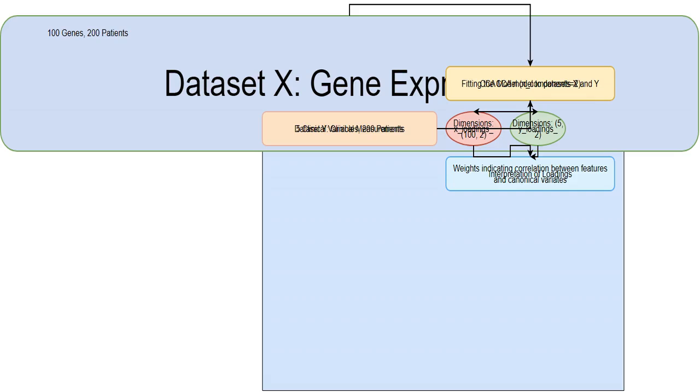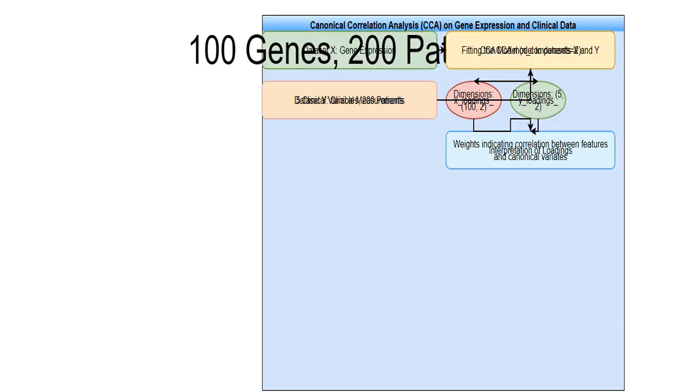This is one of our datasets. It contains information on gene expression levels. Each row represents a different patient, and each column represents the expression level of a specific gene. So, dataset X has measurements for 100 different genes and data for 200 different patients.